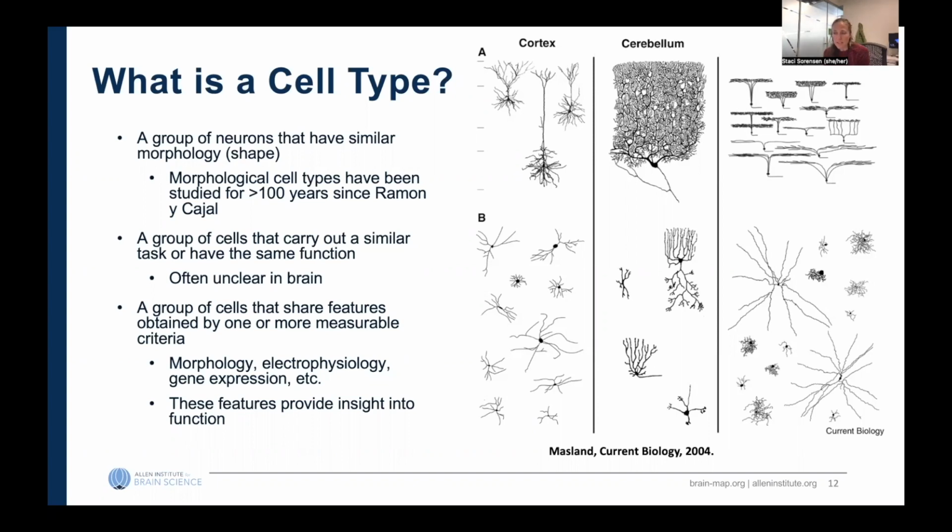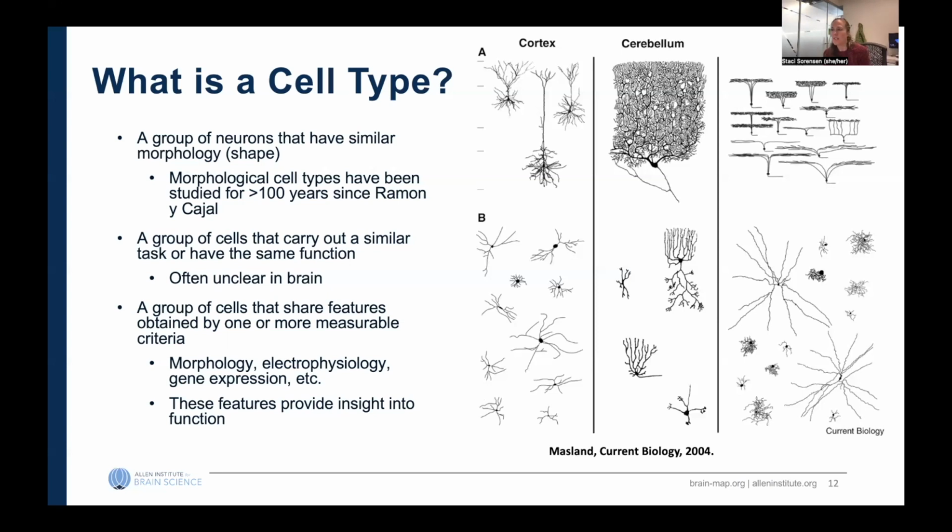Luckily, there are many more ways to characterize cells. Morphology is an important one. Cells with the same morphology are frequently grouped into a cell type. But there are also other important cell features such as electrophysiology and gene expression that can be used to characterize cell types. Each of these features gives us important clues about the function of a cell. And then each of these properties can be used alone to describe cell types.